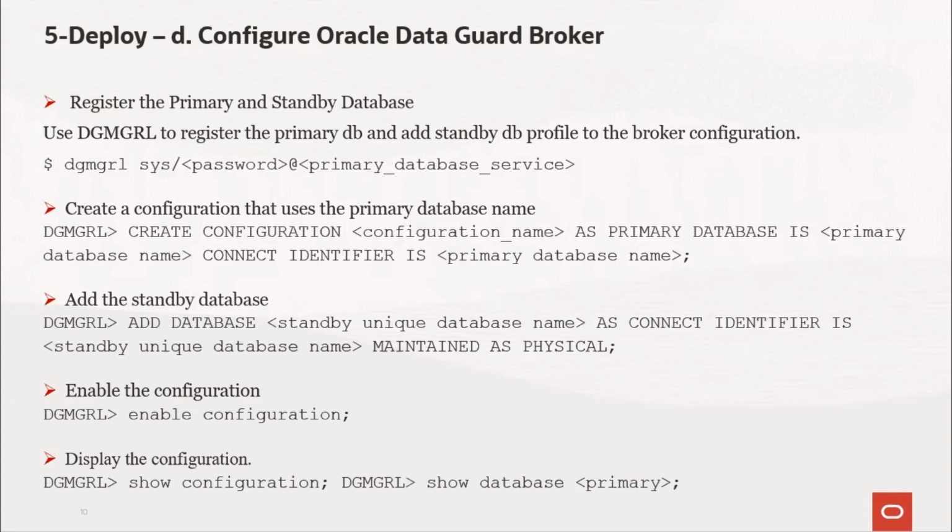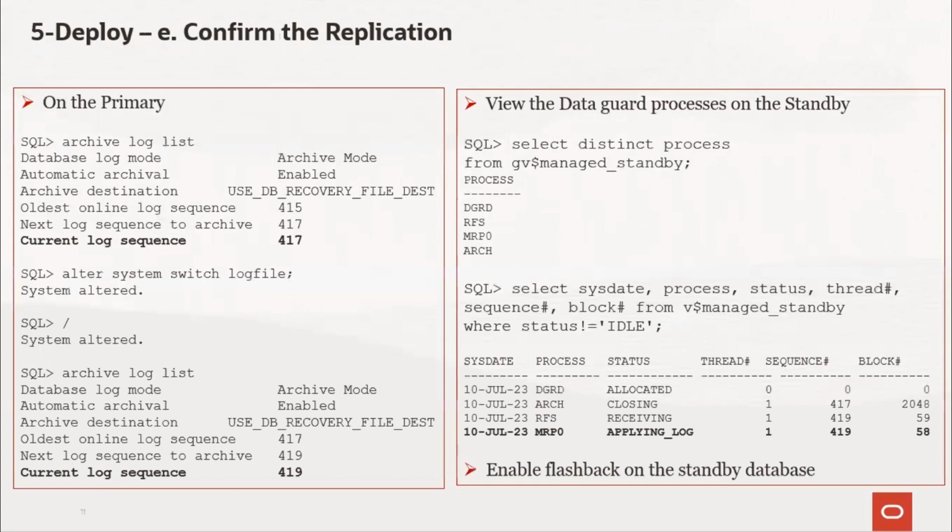Then use DGMGRL and create the primary and standby configuration. The broker configures the DG config parameter and the remote archive destination with the default values for asynchronous transport. So once you enable the configuration, the broker automatically sets up the redo transport services and log apply services. And this is where it makes it simpler, because in the case of the RMAN duplicate, you will have to configure these values and these parameters manually.